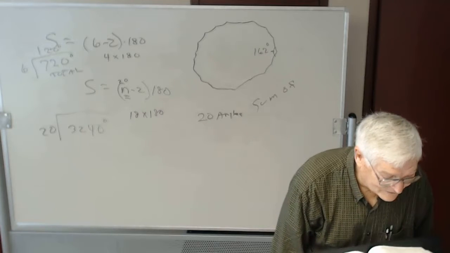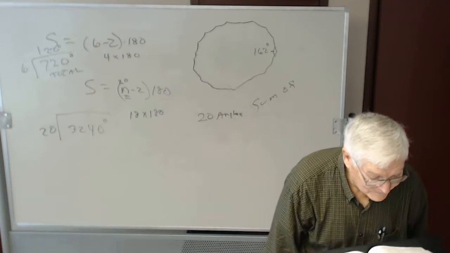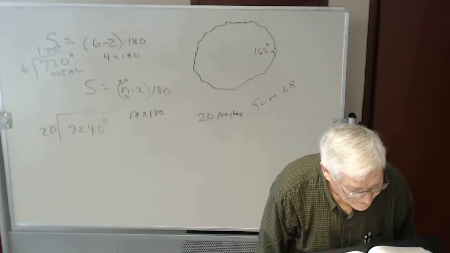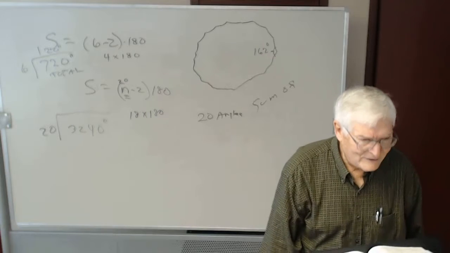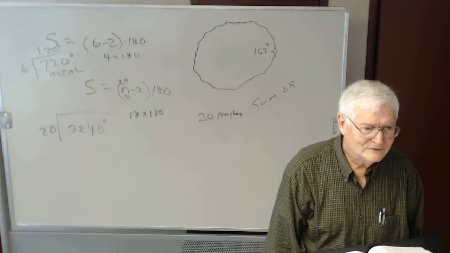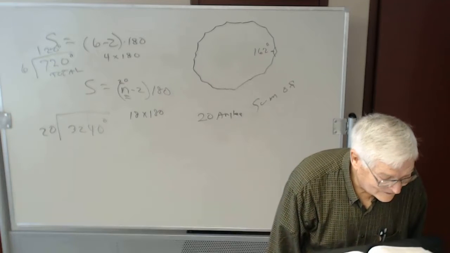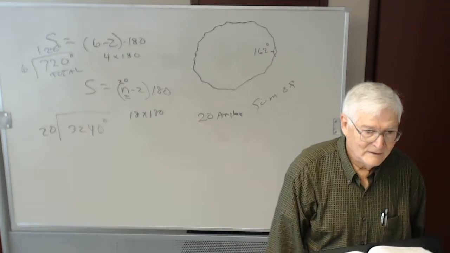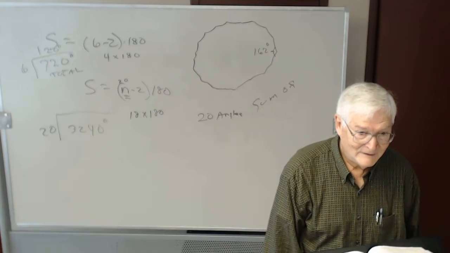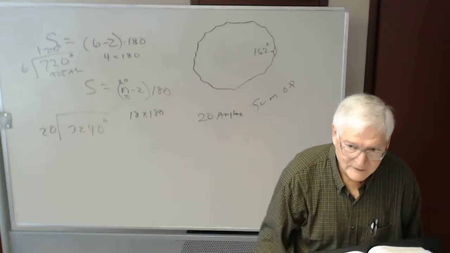Number 55, an octagon. How many sides does an octagon have? 8. Number 56, a nonagon. How many sides does a nonagon have? 9. How do you guys know all this stuff? You studied Latin somewhere in school? Number 57, a decagon. 10. And number 58, a dodecagon.